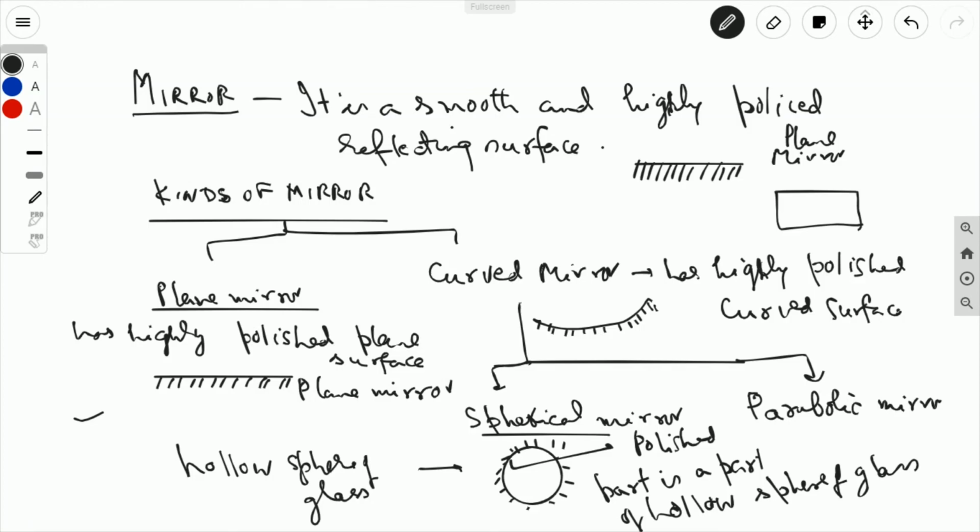And then we have the parabolic mirror. A curved mirror is called a parabolic mirror if the surface is a part of a hollow parabolic piece of glass, like this. This side is the polished part, and outside is the reflecting part. Reflecting will be R, and the polished part will be P.